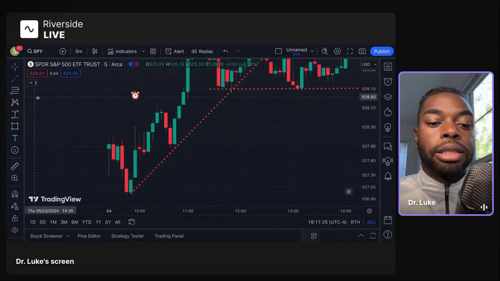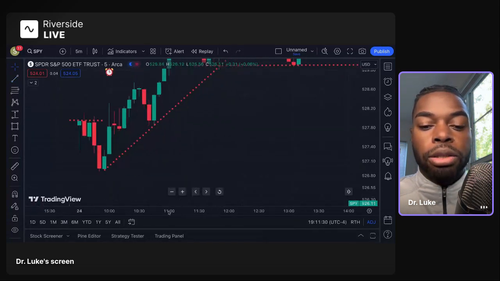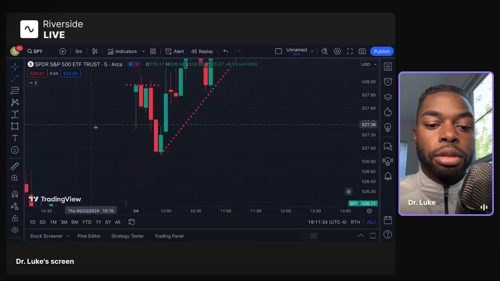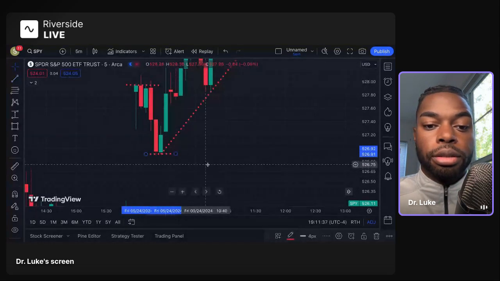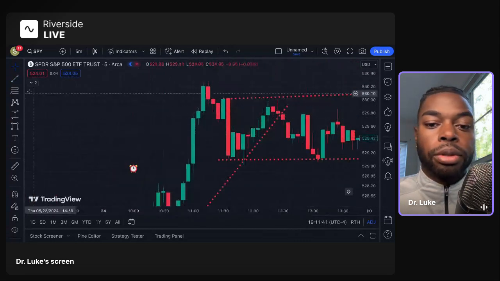Another area that I see resistance is right over here. I'd probably draw a line there. And then I also notice a micro double bottom right over here. And then we get to the top. I notice a micro double top right over here.